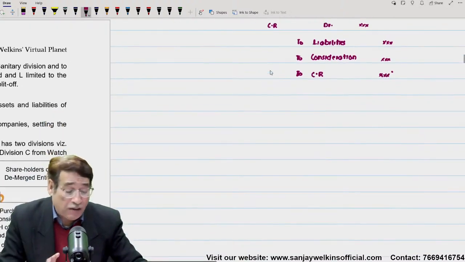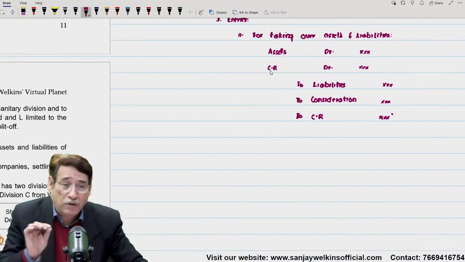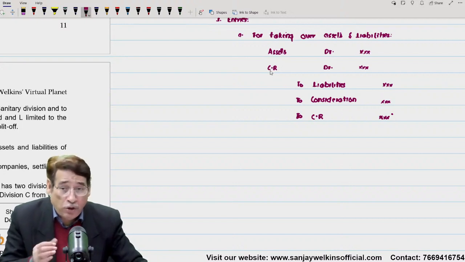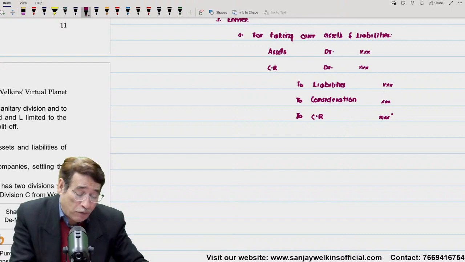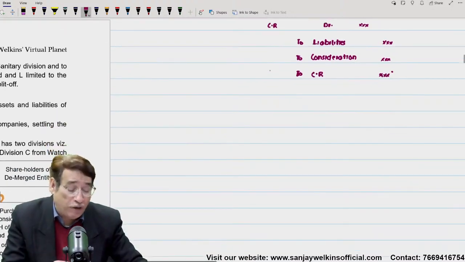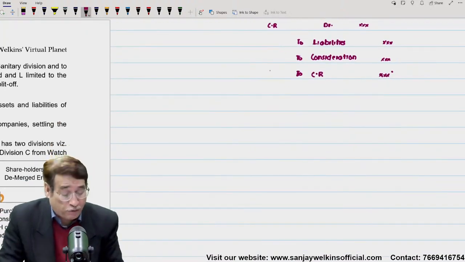Is it clear? I have mentioned two characteristics. As far as common control is concerned, all the assets and liabilities will be taken over at book value. Number one. Number two, no new asset should be recognized. That means you should avoid using the word goodwill. And there is a third characteristic also, but I am not going to tell you at this particular moment. I will tell you at a particular point of time.